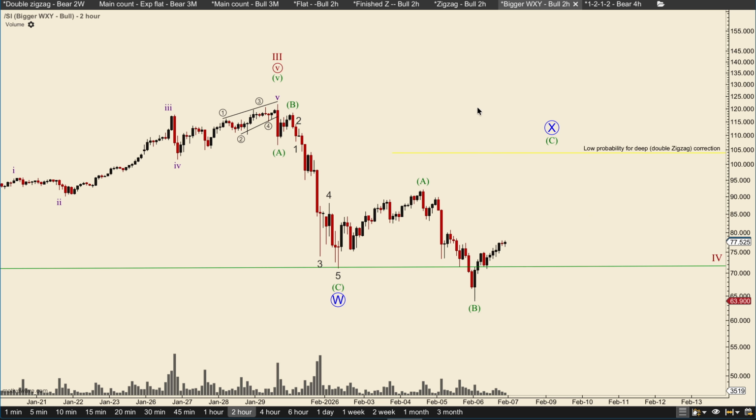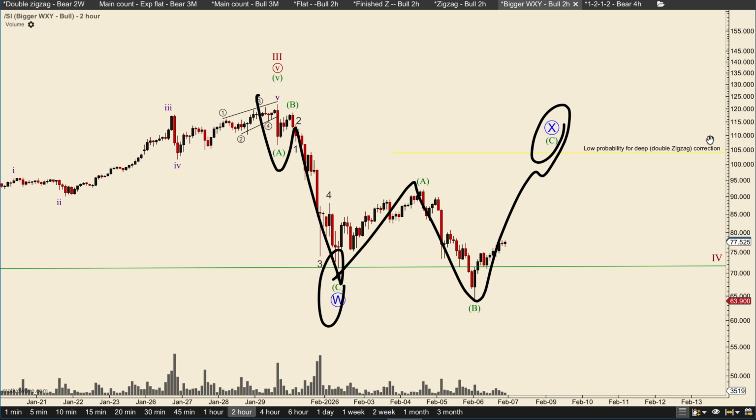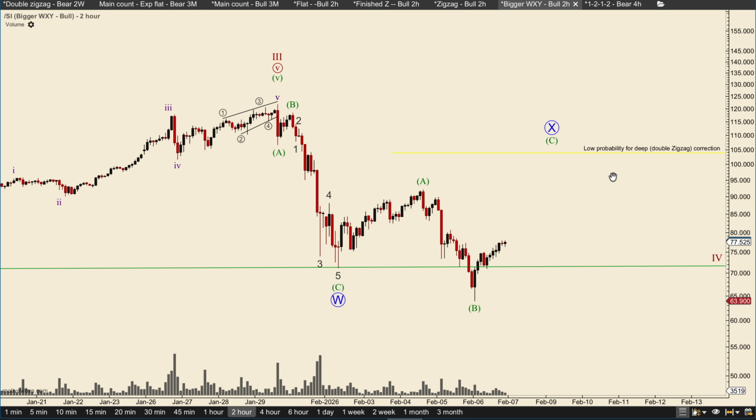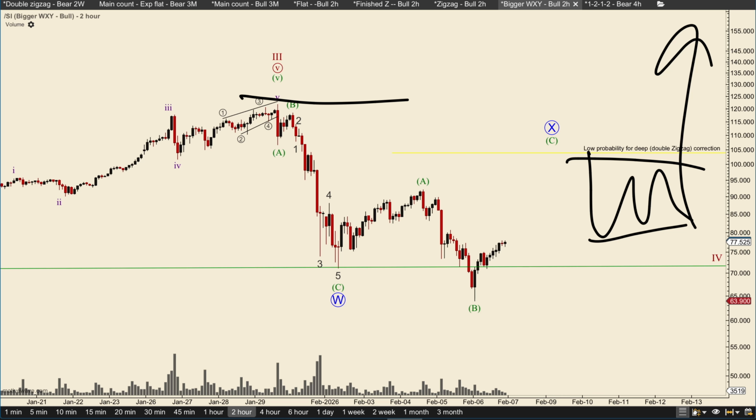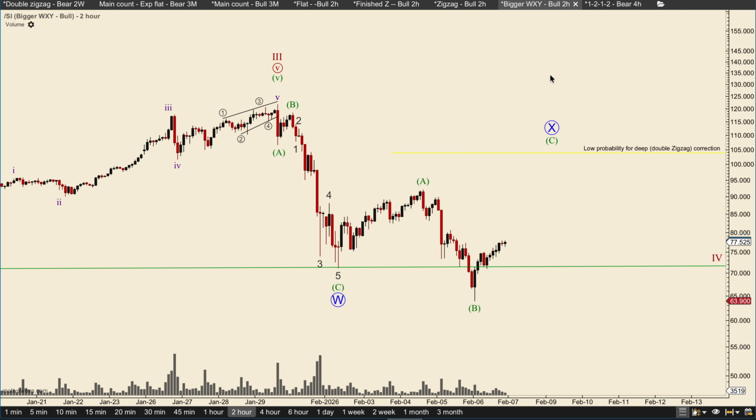So then we move on to a bigger WXY. So ABC in a W, ABC in a wave X, and depending on whether we hit this, this narrows down the options for a wave Y. If we hit this, then we are likely to have an expanded flat, a regular flat, or a triangle in a wave Y, and then we move up, taking out this high and continue the trend.